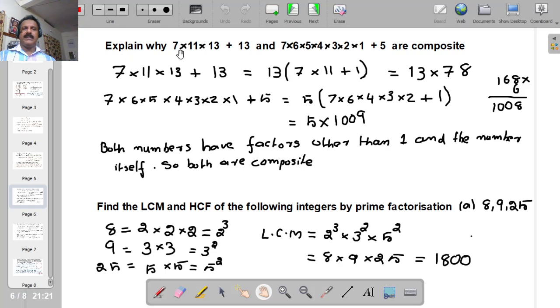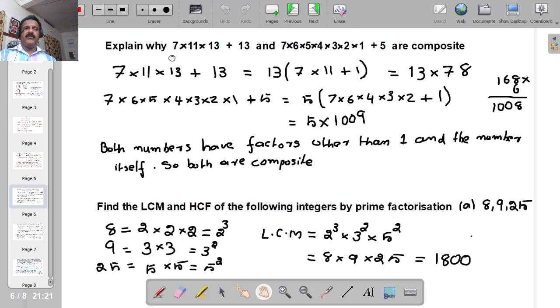Explain why 7 times 11 times 13 plus 13 and 7 times 6 times 5 times 4 times 3 times 2 times 1 plus 5 are composite. In order to prove that a number is composite, it is sufficient to prove that the number has a factor other than 1 and the number itself. Any number having a factor other than 1 and that number itself will be a composite number.